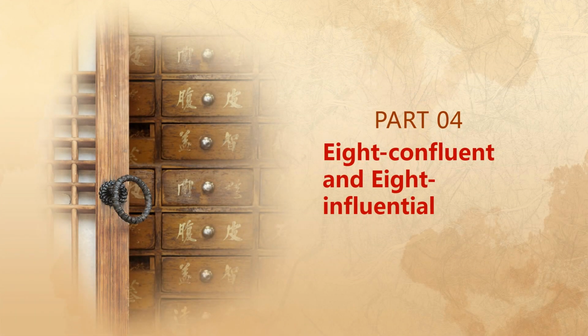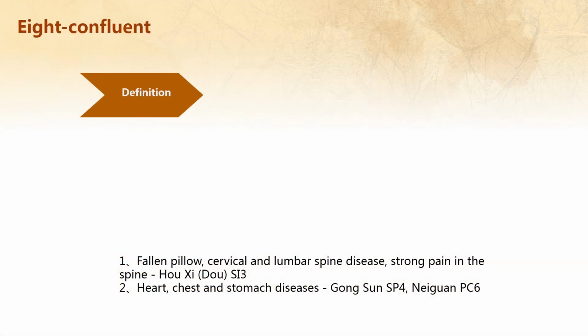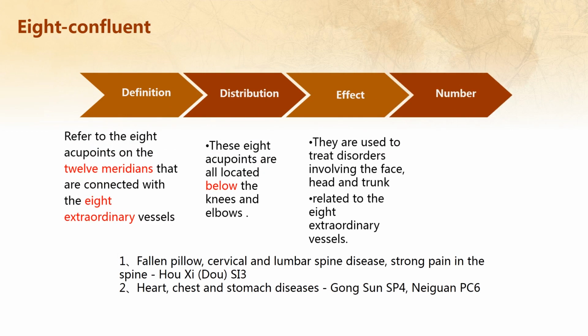And part 4, 8 confluent points and 8 influential points. 8 confluent points refer to the 8 acupoints on the 12 meridians that are connected with the 8 extraordinary vessels. They are used to treat disorders involving the face, head, and trunk related to the 8 extraordinary vessels. Examples: for stiff neck, cervical and lumbar spine disease, strong pain in the spine, we take Houxi SI3; for heart, chest, and stomach disease, we take Neiguan PC6.